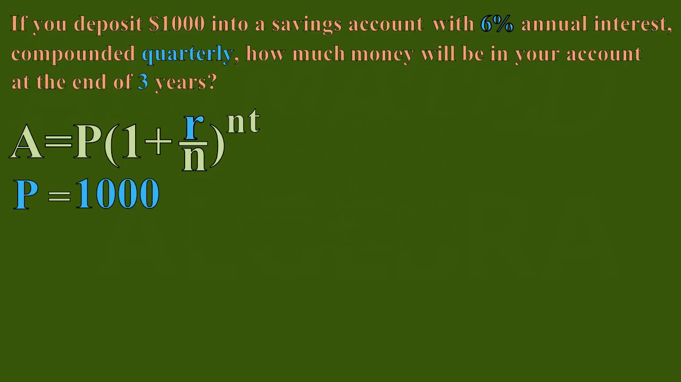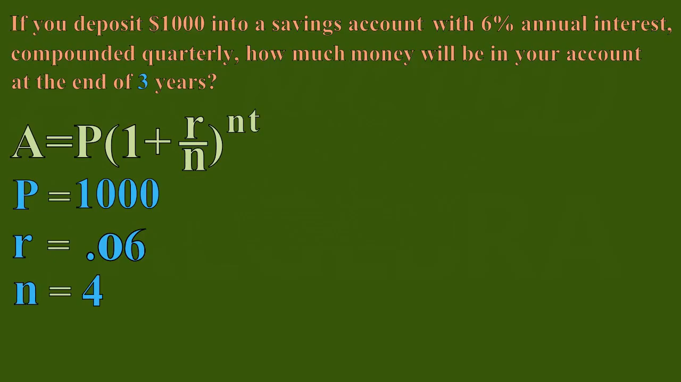Next, let's look at R, which stands for rate. The rate is 6%, but we need to change it to a decimal first. That means that R will equal 0.06. N is the number of times the interest is compounded each year. Since the interest is compounded quarterly, that's 4 times per year, so N equals 4.